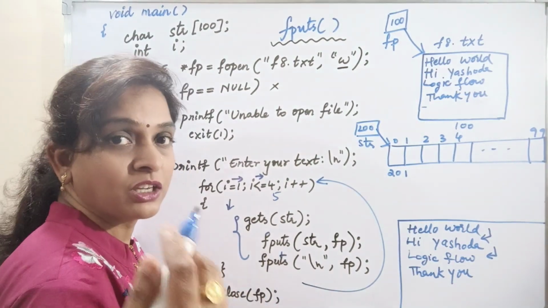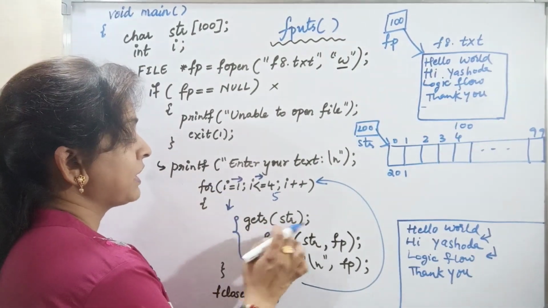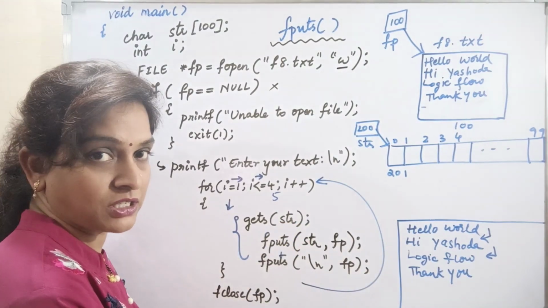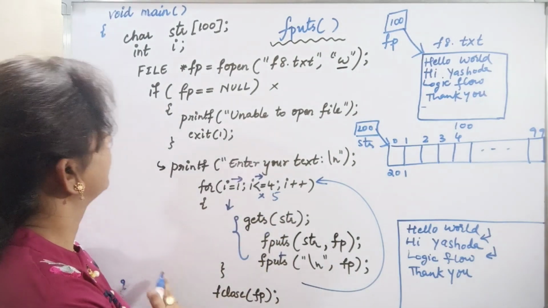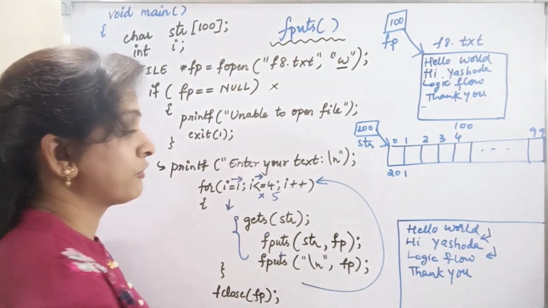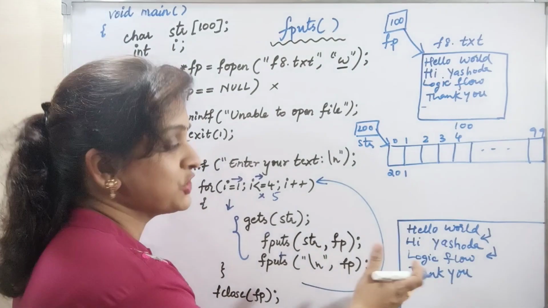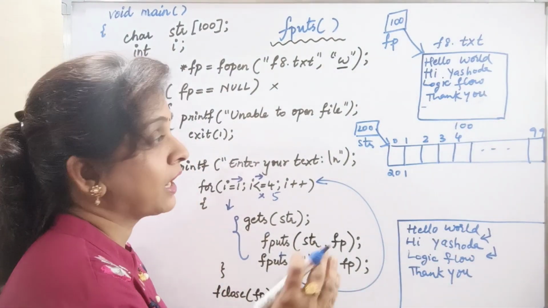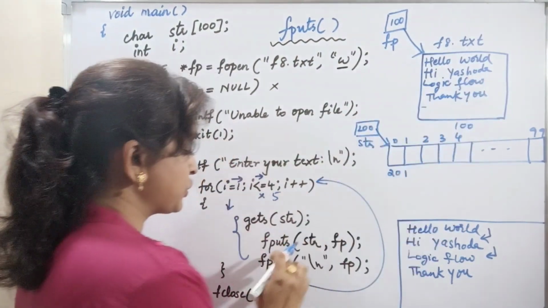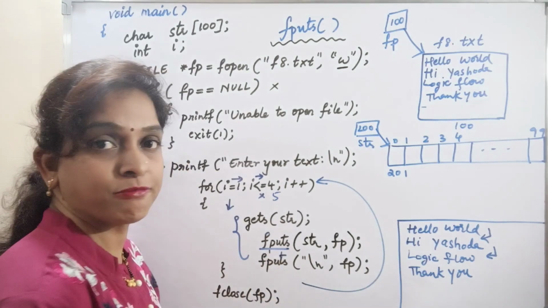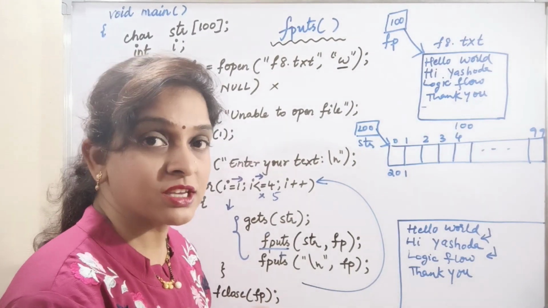You can also do it with a single string. Then we need not use all these for loops. We simply say gets and fputs. That's it. Then the loop condition is not satisfied. Come out of the loop. Close the file. Close the main function. So the file f8.txt consists of all these strings that I took from the console, and as and when I take the data from the console, I am writing that string to the file using fputs. Hope you have understood this. Let us see the execution of this program now.